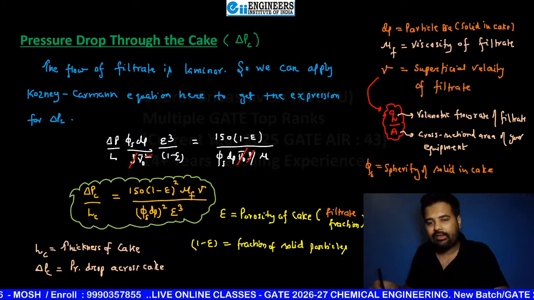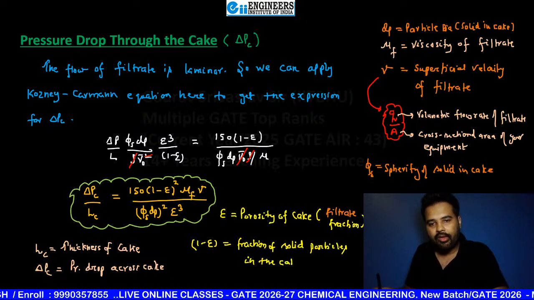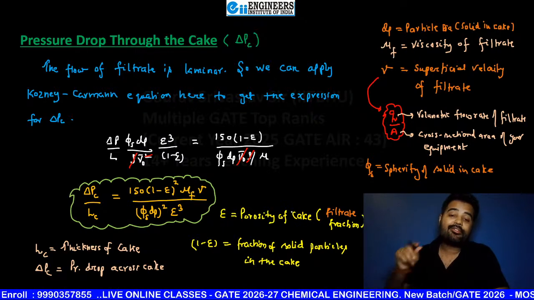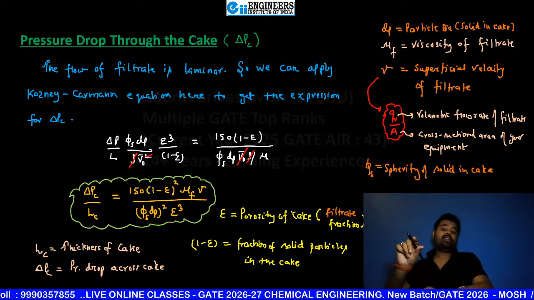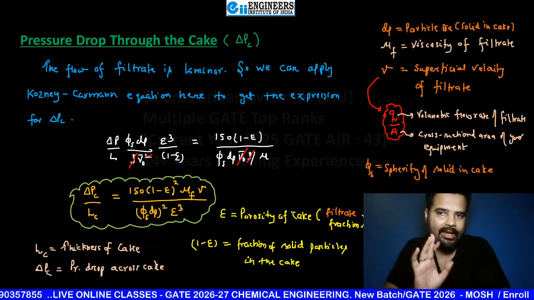Solid particles in the cake. In the cake. Okay. So what is epsilon? Epsilon is the filtrate fraction inside the cake. And 1 minus epsilon, definitely, will be the fraction of solid particles in the cake.